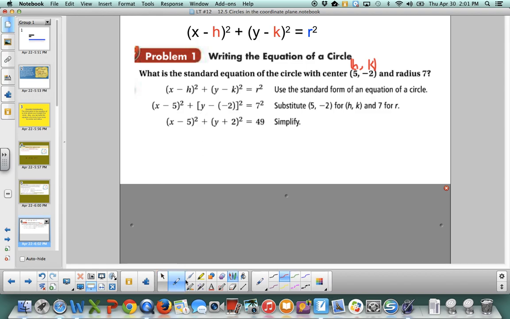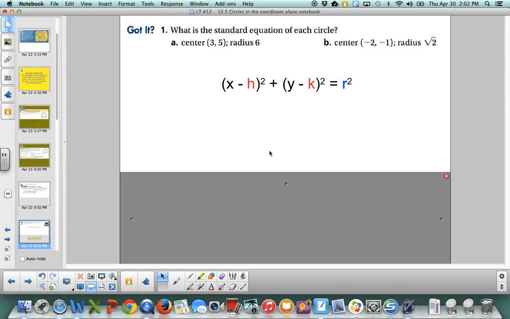It's that simple, just plugging it into your circle standard form equation, where you've got your h, your k, and your radius squared. Let's do these two. Pause the movie, try these on your own, and then press play when you're ready.